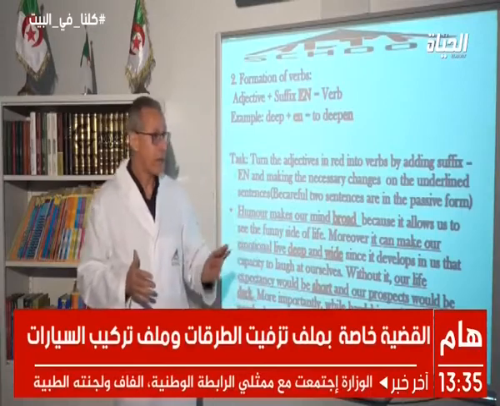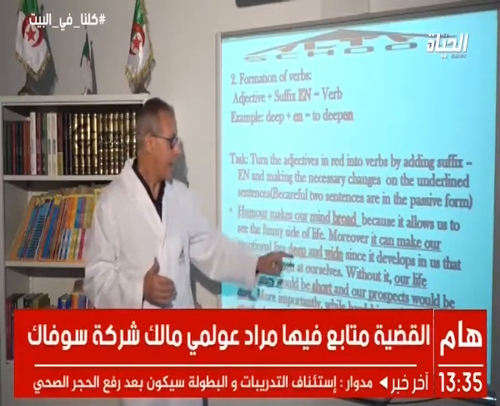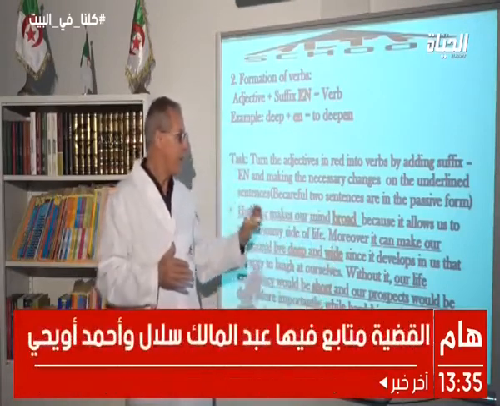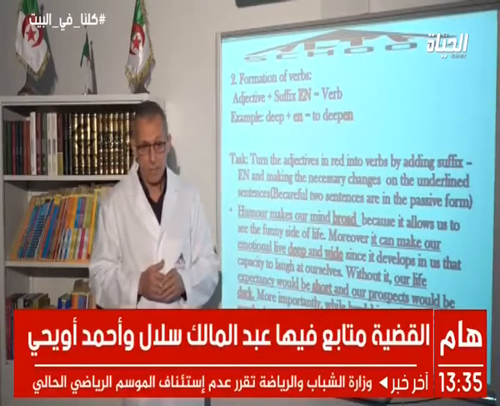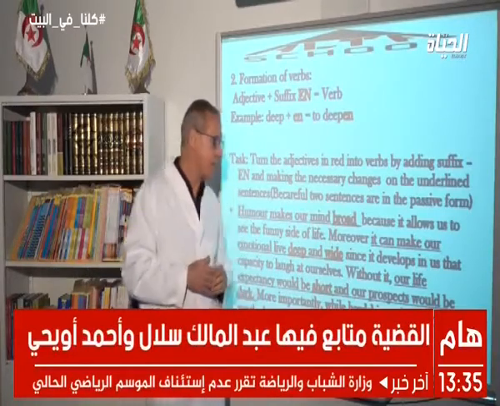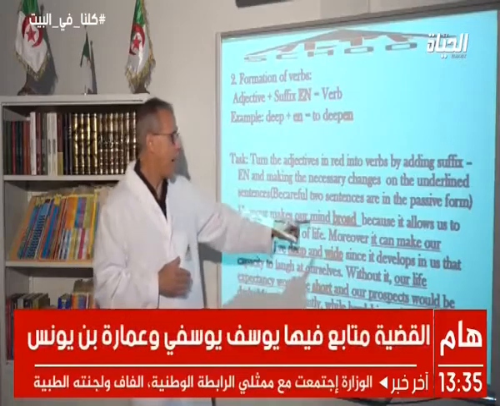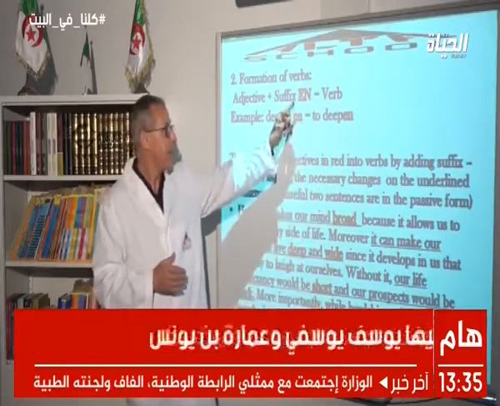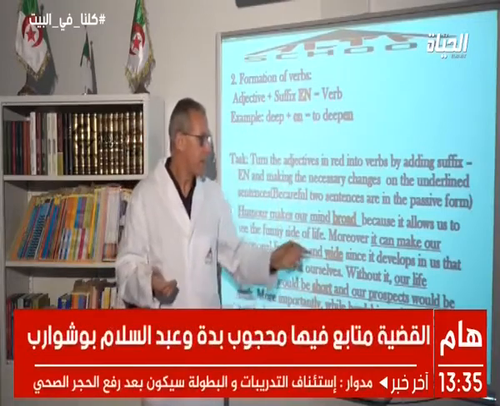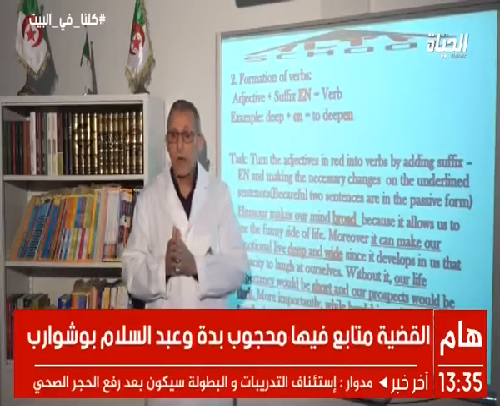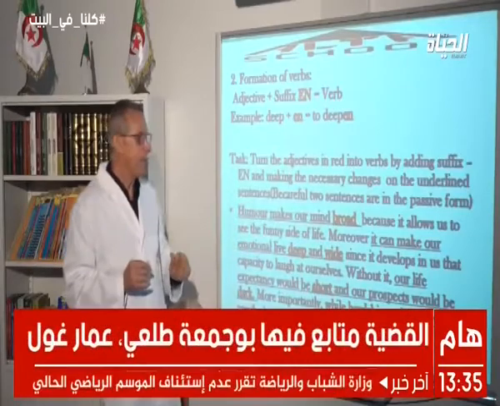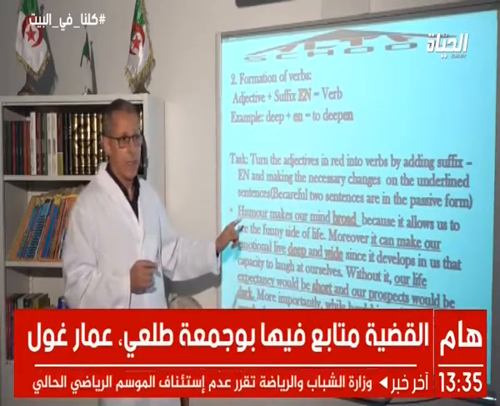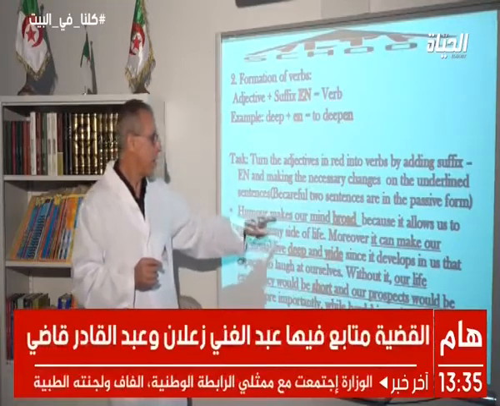So here, you should change what is underlined: first form the verb and make some changes. Okay? I can give you, for example, number 1. Humor makes our mind broad. We have said that we make a verb by adding the suffix en. So you guess it, it's so easy. So we say broaden. But here you have to pay attention to the subject of the sentence. The subject of the sentence is humor. Okay? And the verb is singular, makes.